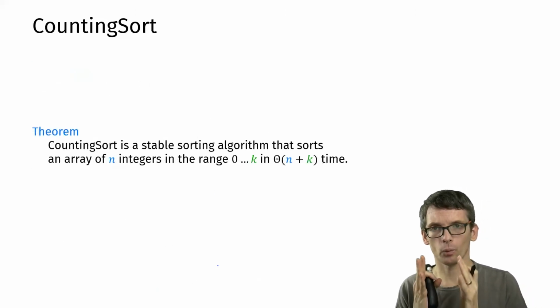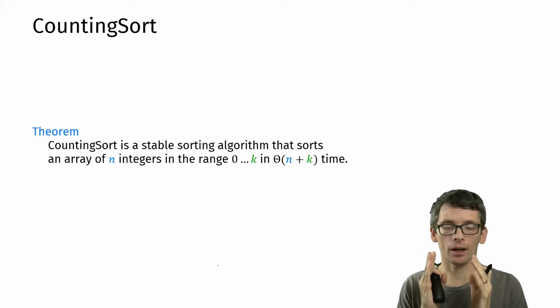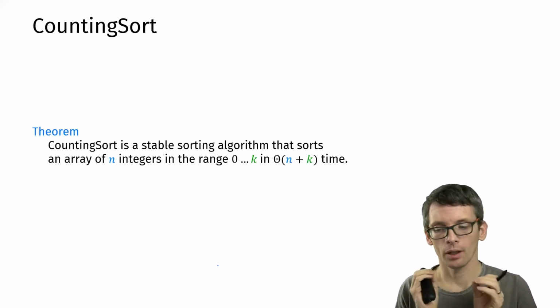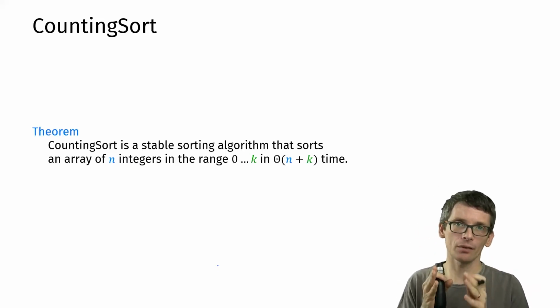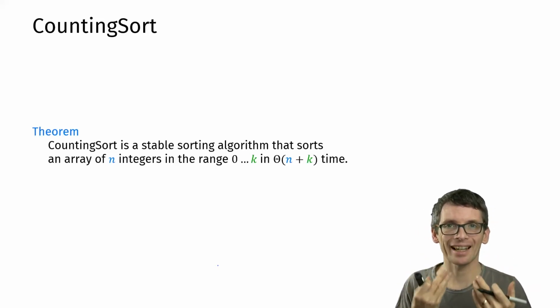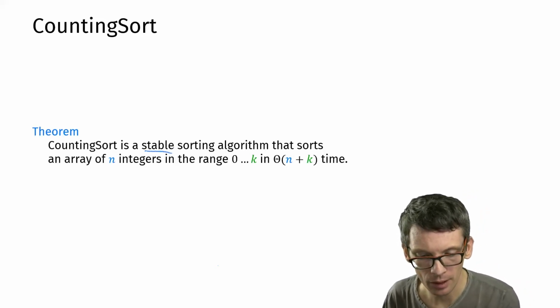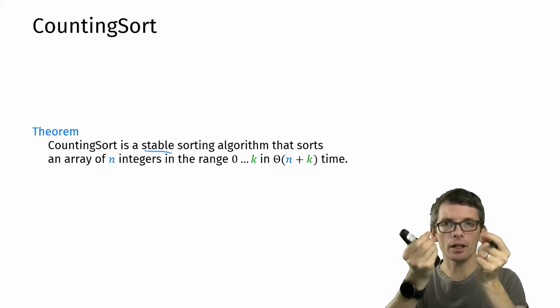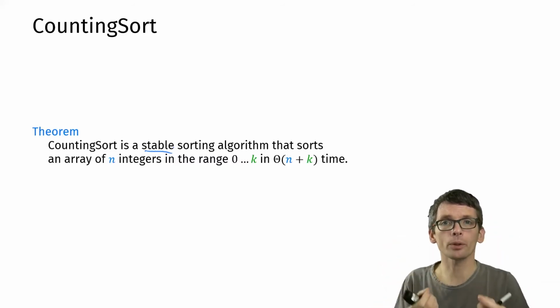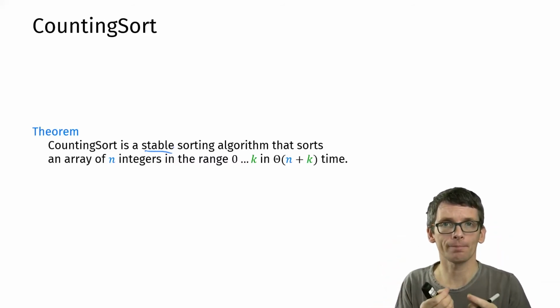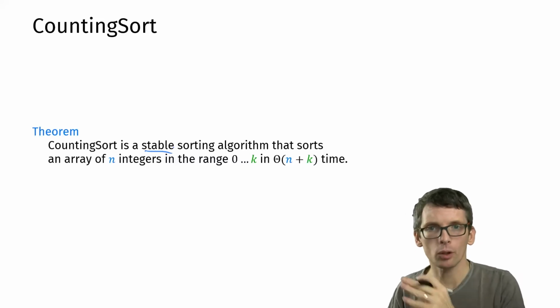Okay, so what do we have so far? We have that counting sort is a stable sorting algorithm that sorts an array of n integers that live in the range from 0 to k in order n plus k time. And again, stable here means that if I had two elements that are equal in the input, then in the output they are in the same order. That's all about counting sort.